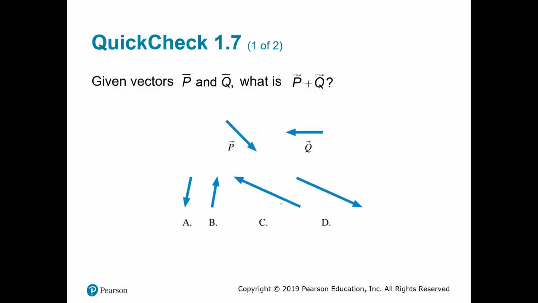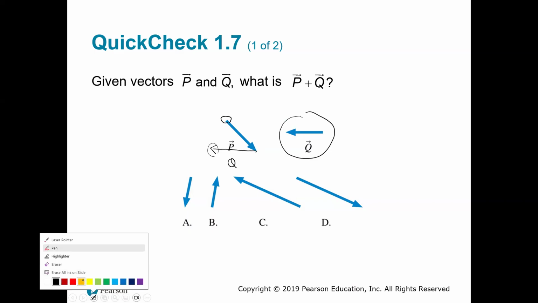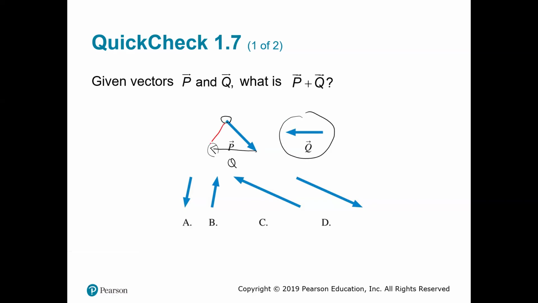So then, given vectors P and Q, what is P plus Q? Pause and think, choose the answer. P vector again, here. In order to add them, you have to move your Q vector to the head of P. So now you have the same Q vector, right? This is your initial, this is your final, so you can connect. This is P plus Q. So the answer is A.